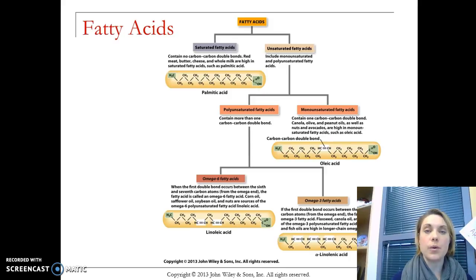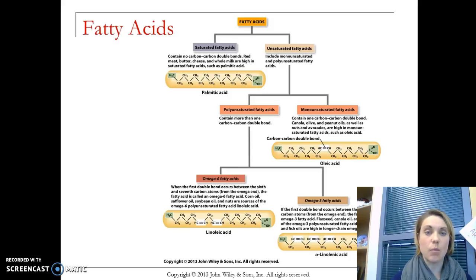So when we look at fatty acids, we can see that there are a number of different types. There are basically either saturated fats, which have no double bonds on the chain, and unsaturated fats, which have at least one double bond. Monounsaturated fats have a single double bond. These are found in canola, olive, and peanut oil, as well as nuts and avocados. Saturated fats are found in more animal products as well as in coconut oil.